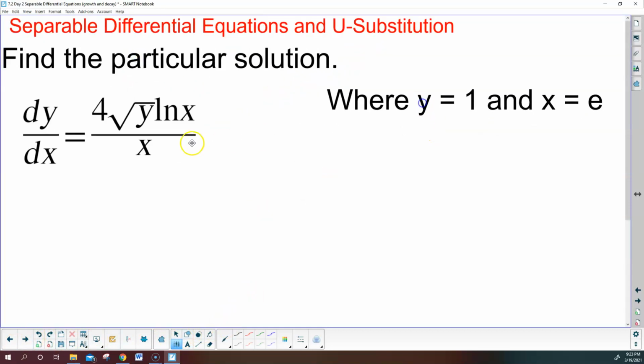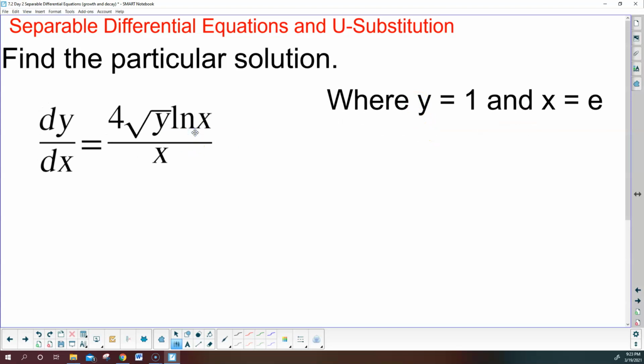All right, let's try another one. This one's just a little bit more unique. We really haven't seen something like this before. Our goal is to separate the differential equation. If you're feeling confident and brave, go ahead and pause this and try it on your own. If not, I need to separate the variables.